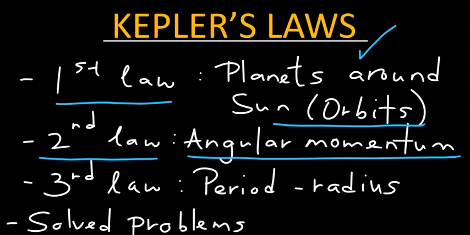the Sun. This is followed by the third law that describes the relation between the orbital period of the planet and the radius of the orbit of the planet that's going around the Sun. Finally, we will solve a few problems to illustrate some of these concepts.